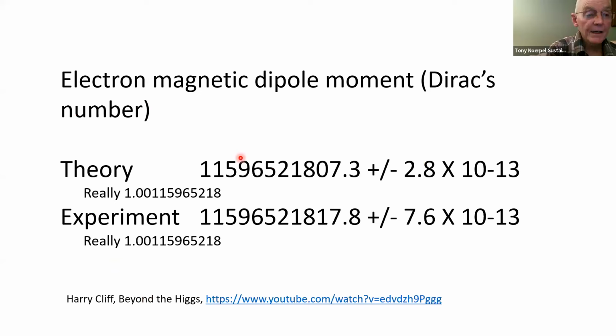Electron magnetic dipole moment, or Dirac's number. Our theory predicts it to this level, I think that's 10 significant digits. An experiment measures it, and it is exactly the same. They agree. So that's amazing to me. So there are three amazing things.